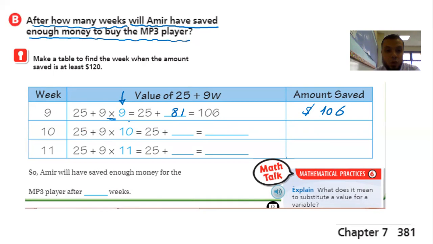Next, we need to substitute 10 to find how much money Amir will have saved after 10 weeks. 9 multiplied by 10 equals what? Equals 90. 90 plus 25. Great job.